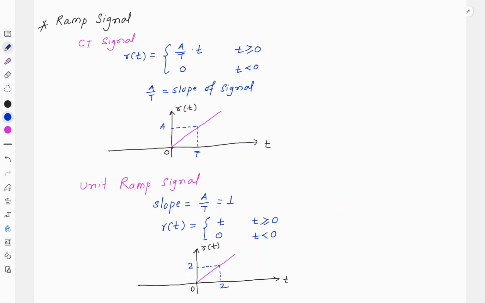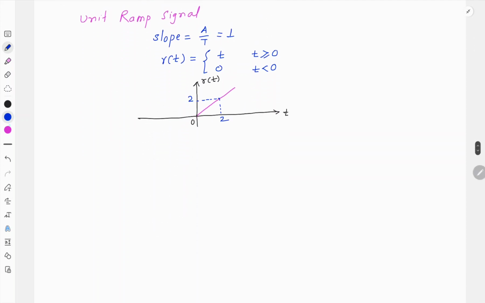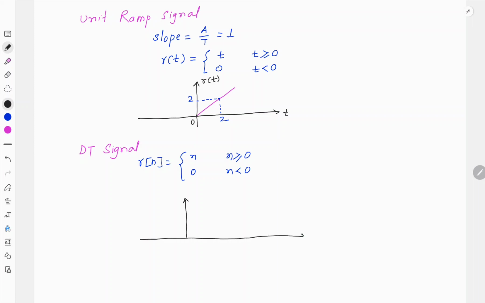Similarly, we can represent the unit ramp signal in the discrete domain. So in discrete time signal for unit ramp, we can denote the equation as r(n) equal to n for n greater than or equal to 0, and 0 for n less than 0. And it can be drawn as n on the x-axis, r(n) on the y-axis, and now we need to plot the integer values.